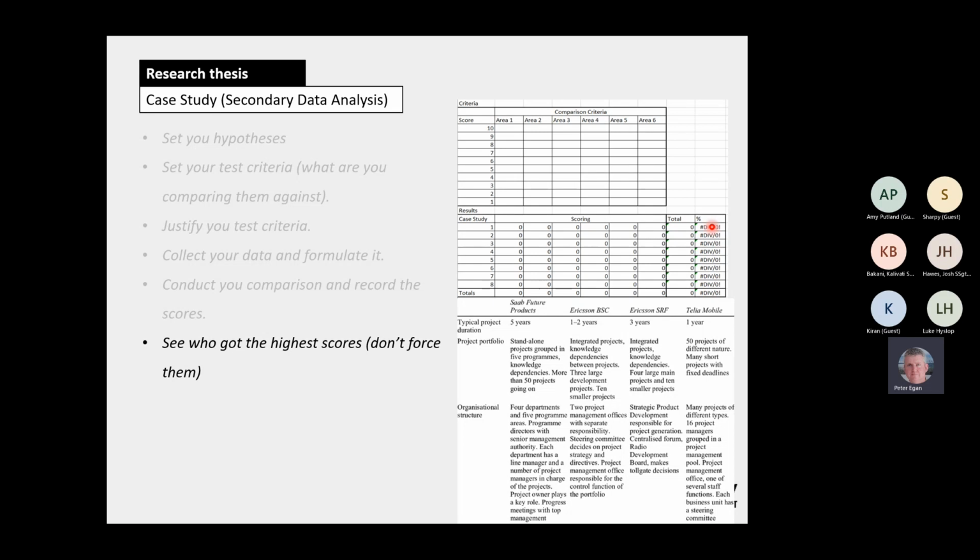What I would say is don't force it. Don't manipulate the scores to get the one you want. Just carry out the process, okay? And put the scores in the boxes, because you may find that the one you thought were the best doesn't come out the best against your criteria, all right? And don't force it, because it makes it so much easier to write it if you don't force it, okay?